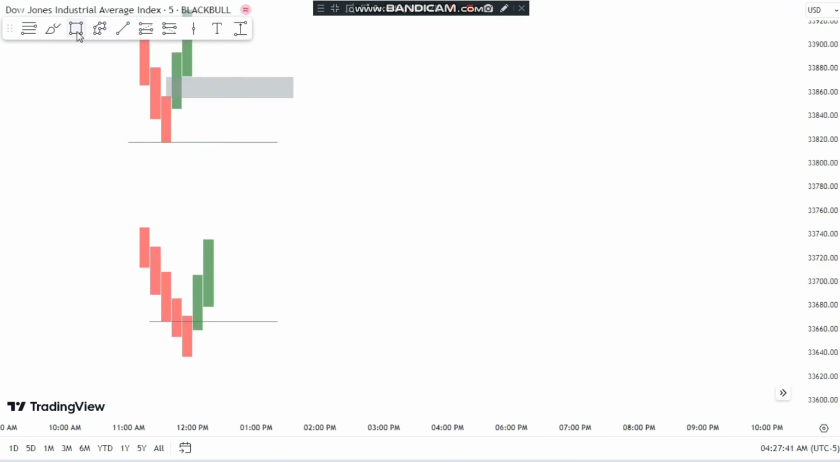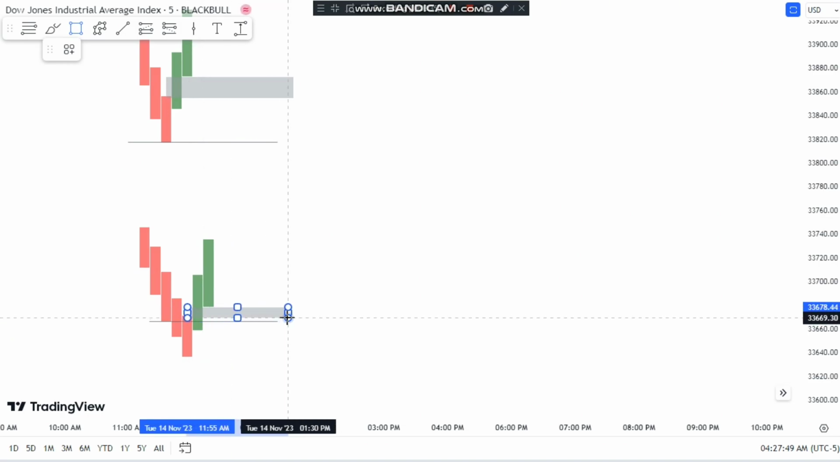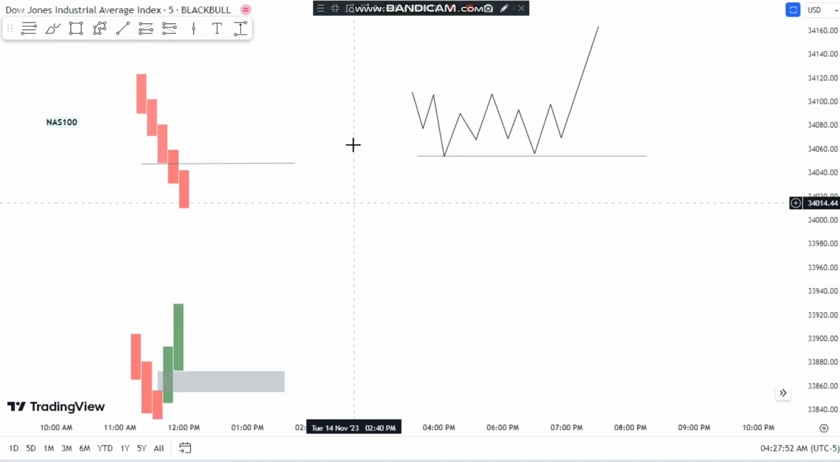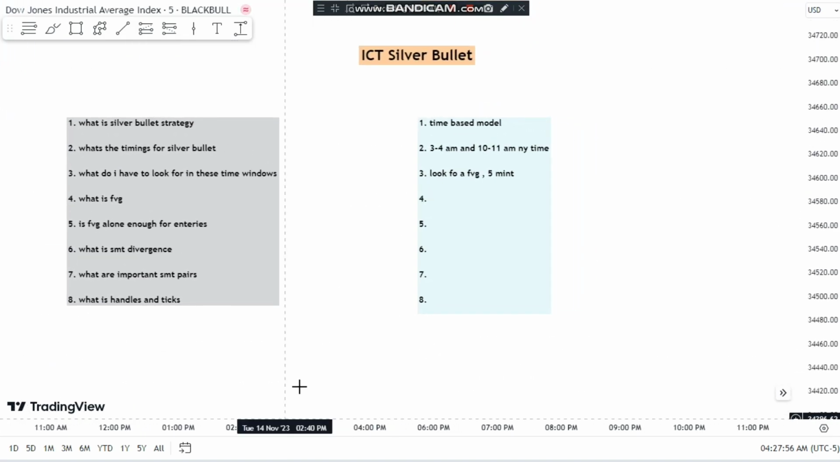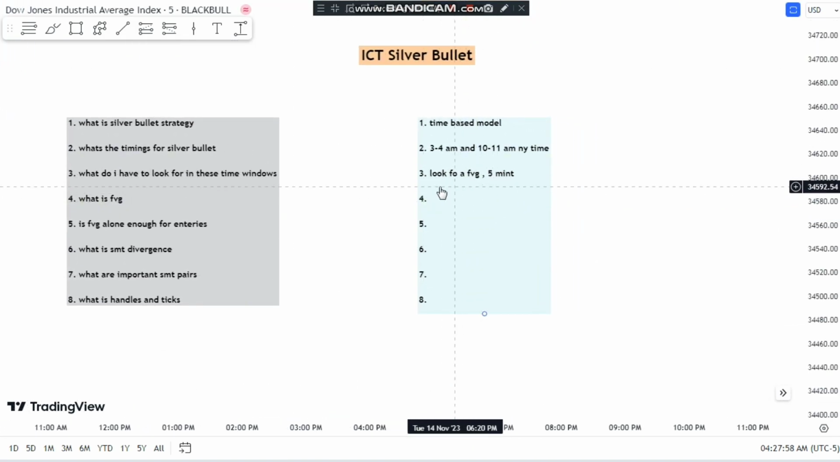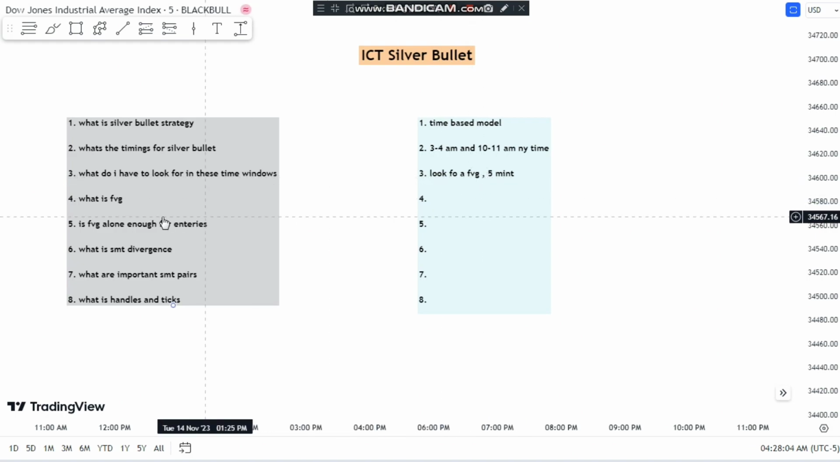Now here also you can see there is a gap between this candle and this candle, the bottom of this candle, the top of this candle. This gap is called the fair value gap. So what you have to do during this time window is look for a fair value gap on the 5-minute time frame. Sometimes I use 3-minute and 1-minute also, but my favorite is the 5-minute time frame.